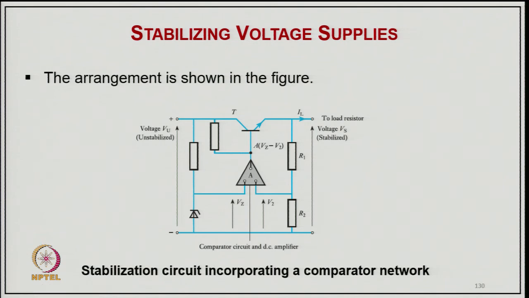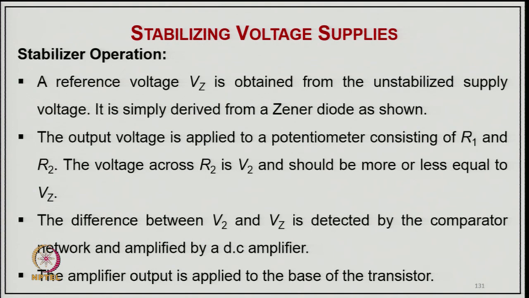So, it automatically works as a kind of amplifier according to the unstabilized voltage, which has not only DC, but also an AC component. So, this works as a good stabilization circuit incorporating the comparator network. So, let us talk about how the stabilizer operates.